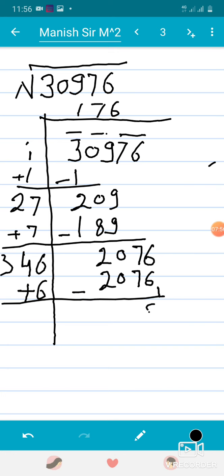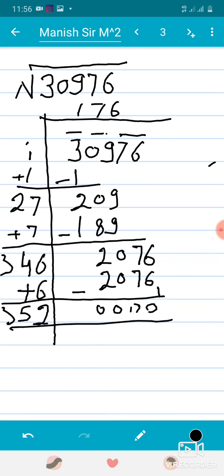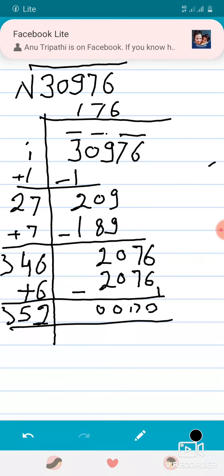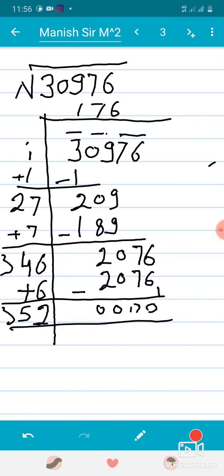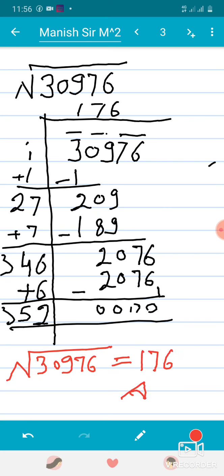6 minus 6 becomes 0, 7 minus 7 becomes 0, 0 and 0. And 6 6s are 12, and 2 plus 4 becomes 5 with carry, and 3. And it means the square root of 30976 becomes 176. This is your answer.